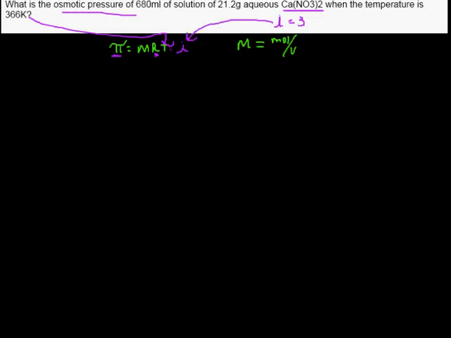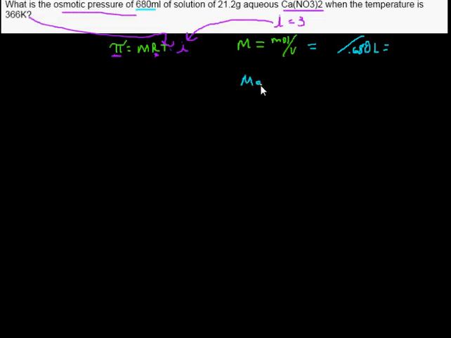Now for molarity over here. It's moles over volume, right? Now, we know the volume, and we need to change this to liters, not milliliters. So 0.68 liters, right? But we need to know what the number of moles is. Well, we have grams, we don't have moles.